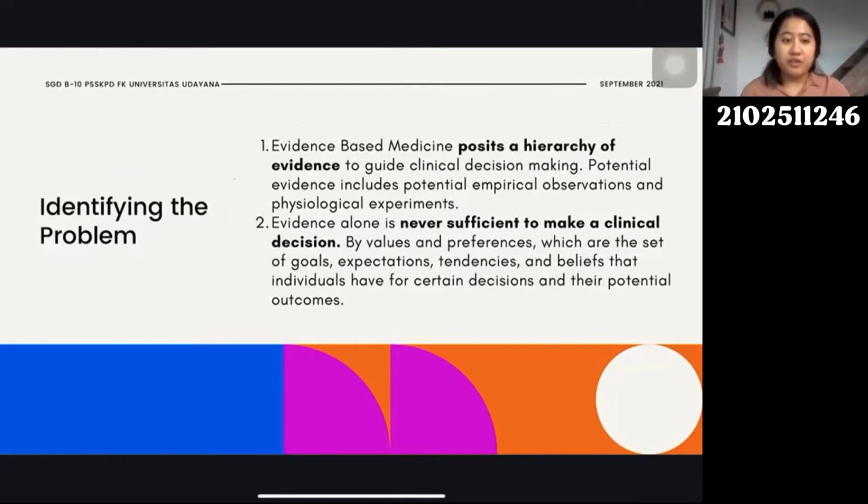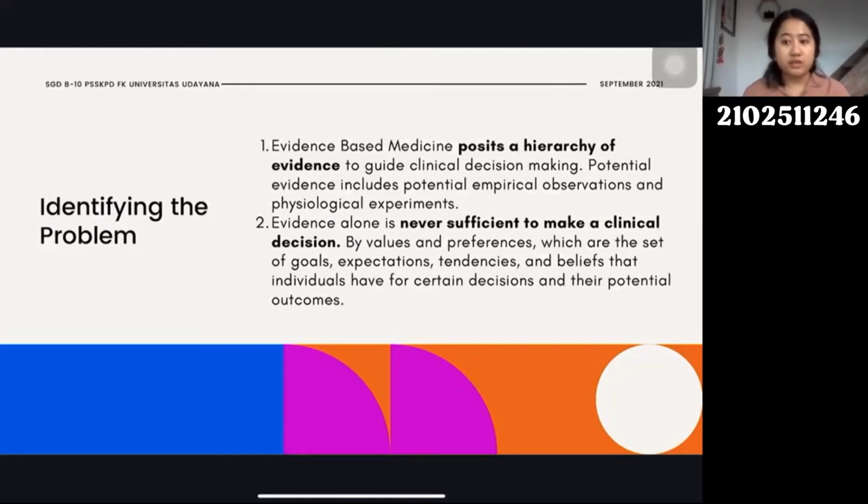The philosophy of evidence-based medicine is the integration of best research evidence with clinical expertise and patient values. As a specific approach to patient care, there are 2 basic principles. First, evidence-based medicine posits a hierarchy of evidence to guide clinical decision-making.